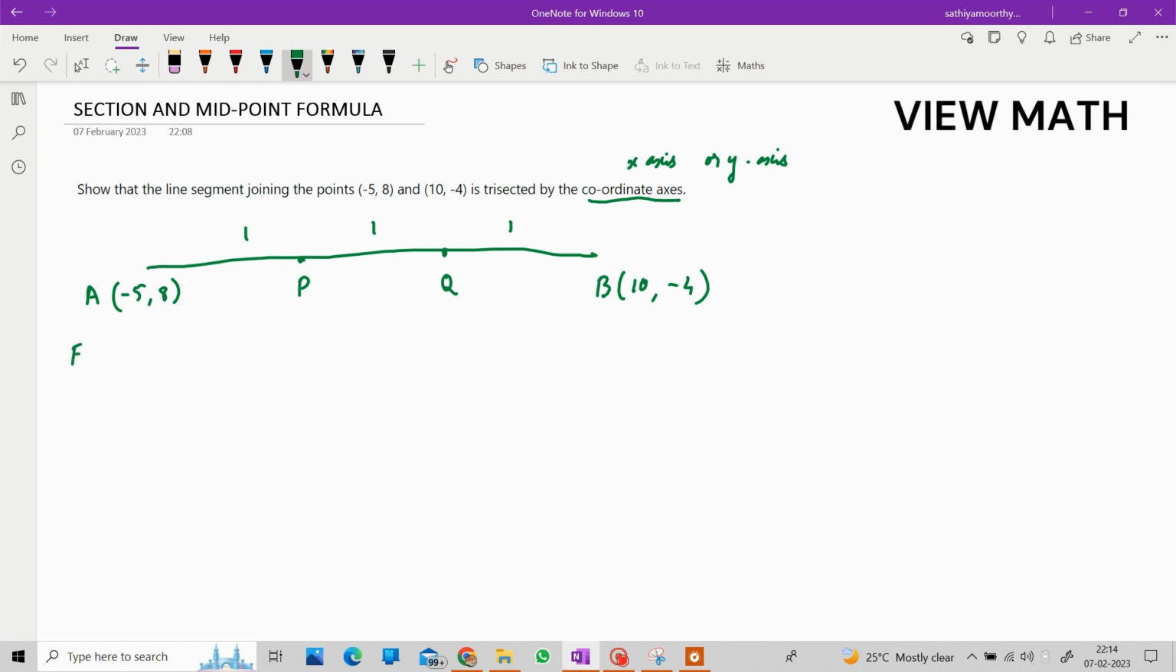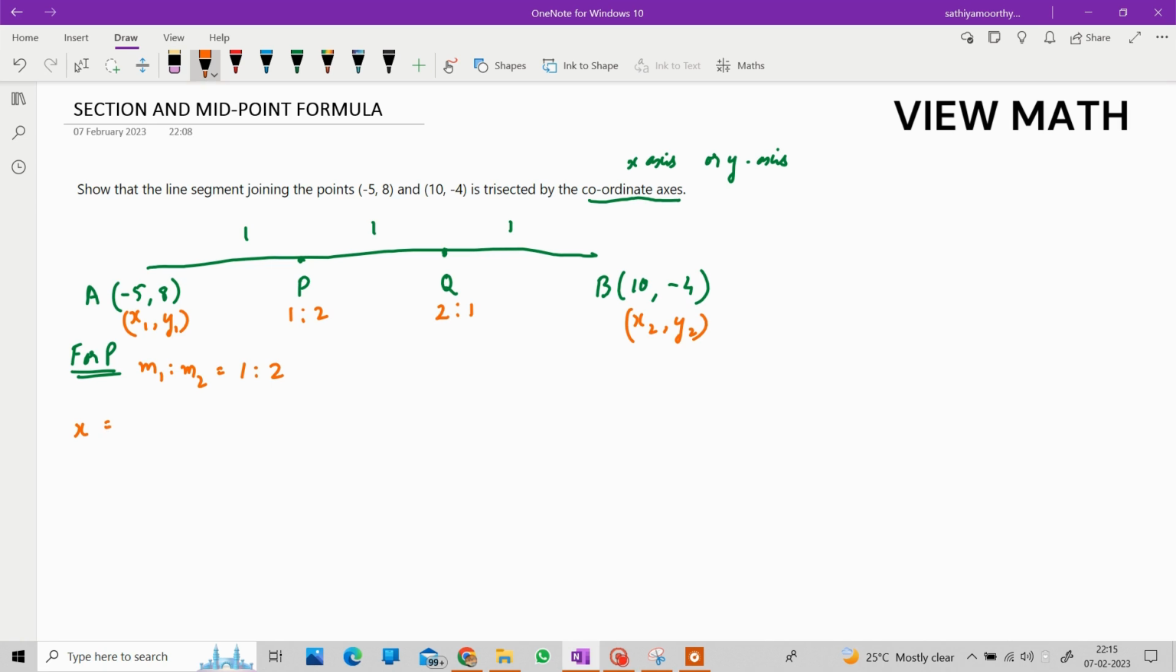Now for P, I'm going to find out. The point P divides the line segment AB in the ratio 1:2. The left side of P is 1 part, the right side of P is 2 parts, so 1:2. And Q divides the line segment in the ratio 2:1. So the left side is 2 parts and the right side is 1 part, so 2:1. Now m1:m2 is 1:2 for P. This is my x1, y1, and this is x2, y2.